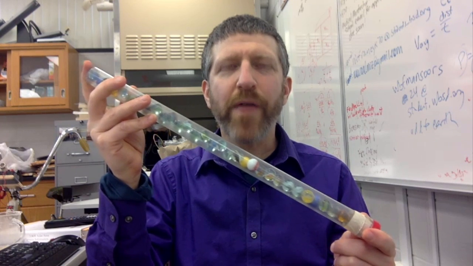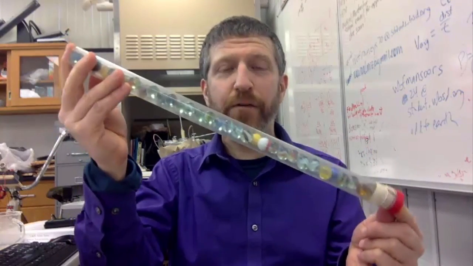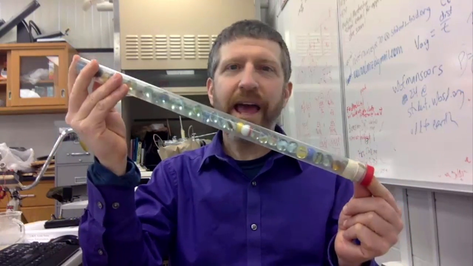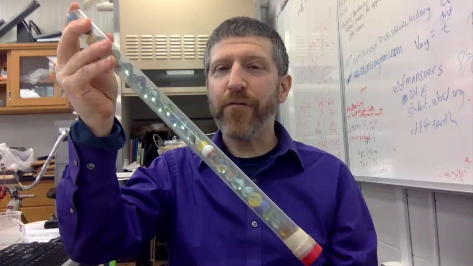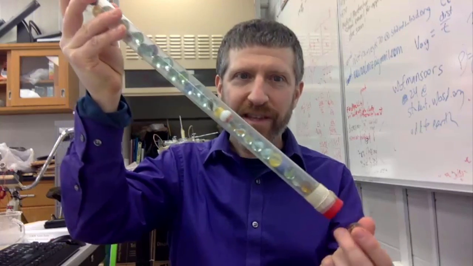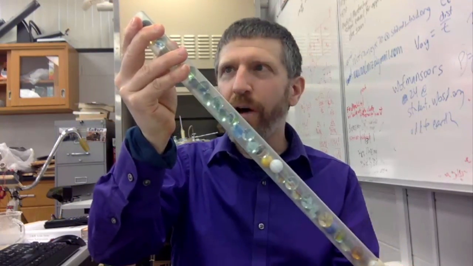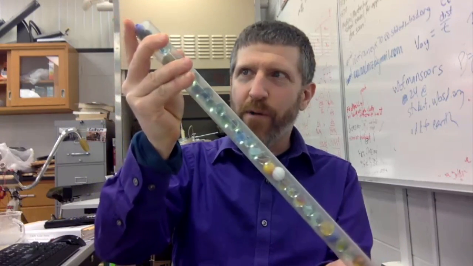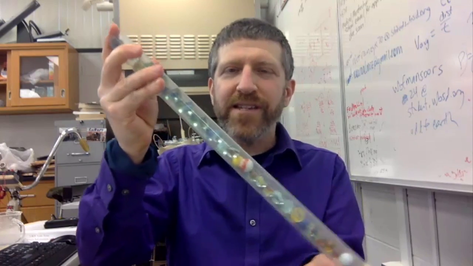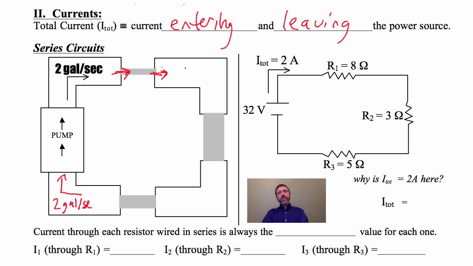Here's a really cool demo that will help you understand this. What I've got here is a tube that's completely filled with marbles, just like a wire is already completely filled with electrons. And if I add 1 marble to this end right here, watch what happens at the other end. Hey, 1 marble comes out. If I add another marble to this end, 1 marble comes out of that end. So you can see that you cannot have more going in one end than coming out the other end. Water cannot be compressed, neither can electrons.